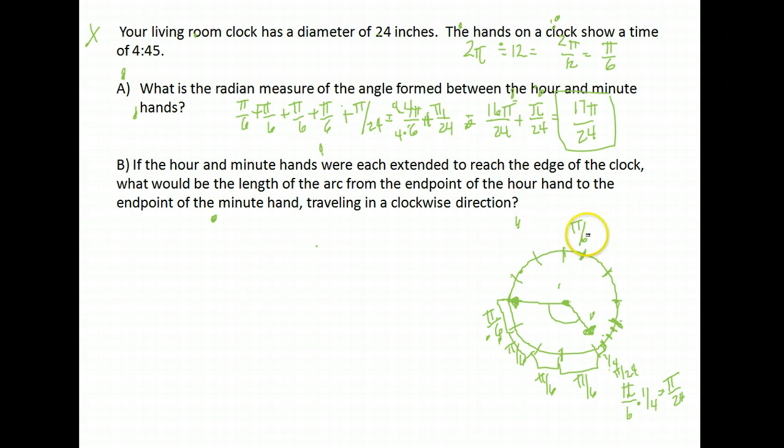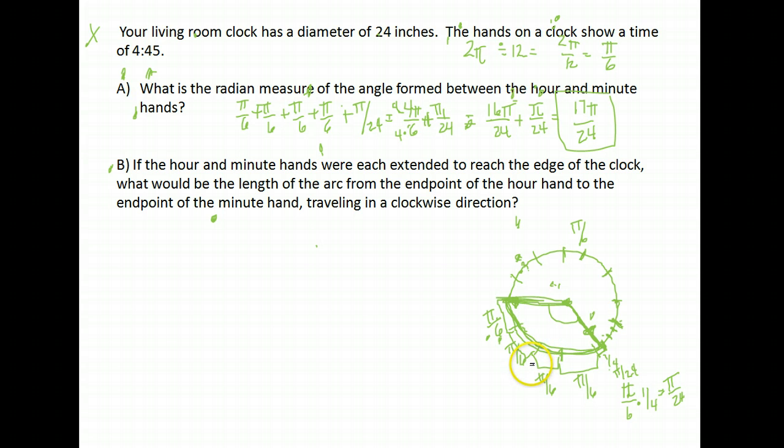Now you could do this all in degrees, but remember they wanted the radian measure. So after you get your degrees, convert it to radians. All right, that's part A. That's our angle measure. Part B says if the hour and minute hands were each extended to reach the edge of the clock. So we're assuming that from the center here, we extend them so they create an intercepted arc. What would be the length of the arc from the endpoint of the hour hand to the minute hand in the clockwise direction? So that just solidifies that this is the portion we're working with.